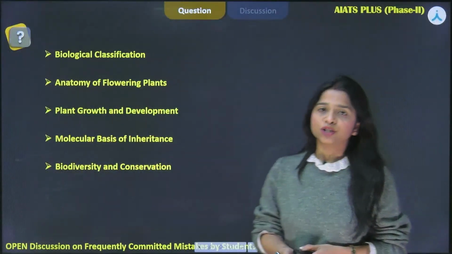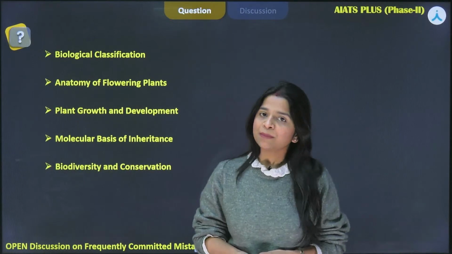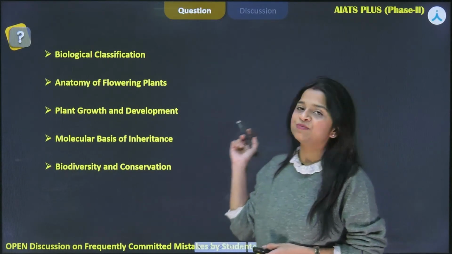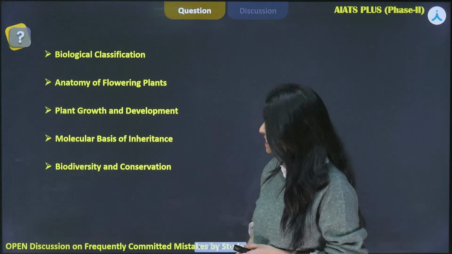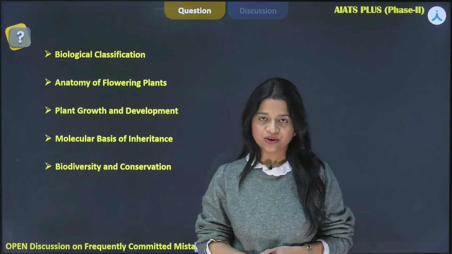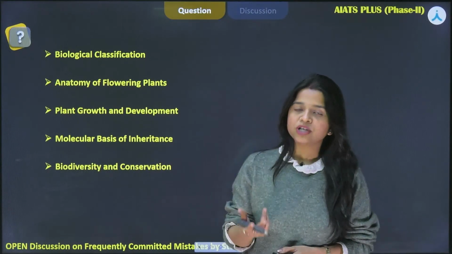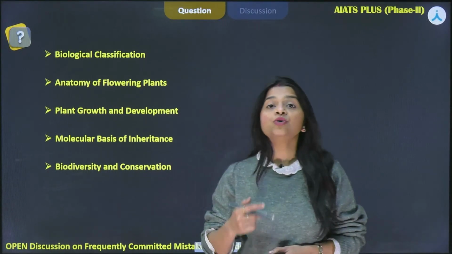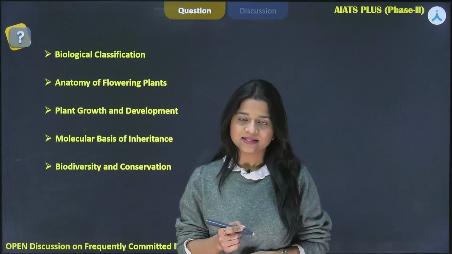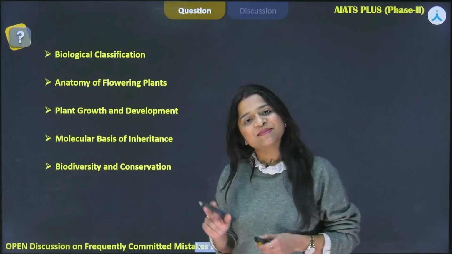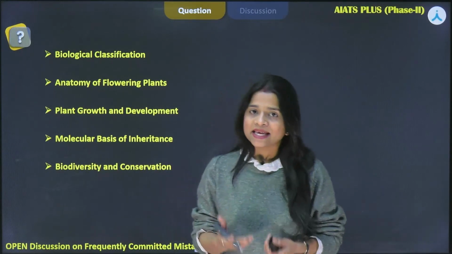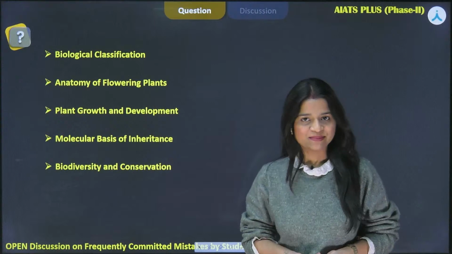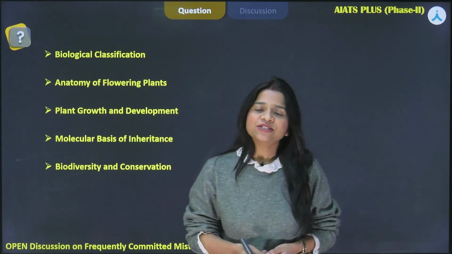So I am here to discuss the questions from slot 2, and it will cover the chapters biological classification, anatomy of flowering plants, plant growth and development, molecular basis of inheritance, and biodiversity and conservation. These are the questions in which you have made frequent mistakes, so that you don't make similar mistakes in your NEET exam. For your best preparation, I am here to help in the best way possible. Alright, very good afternoon.